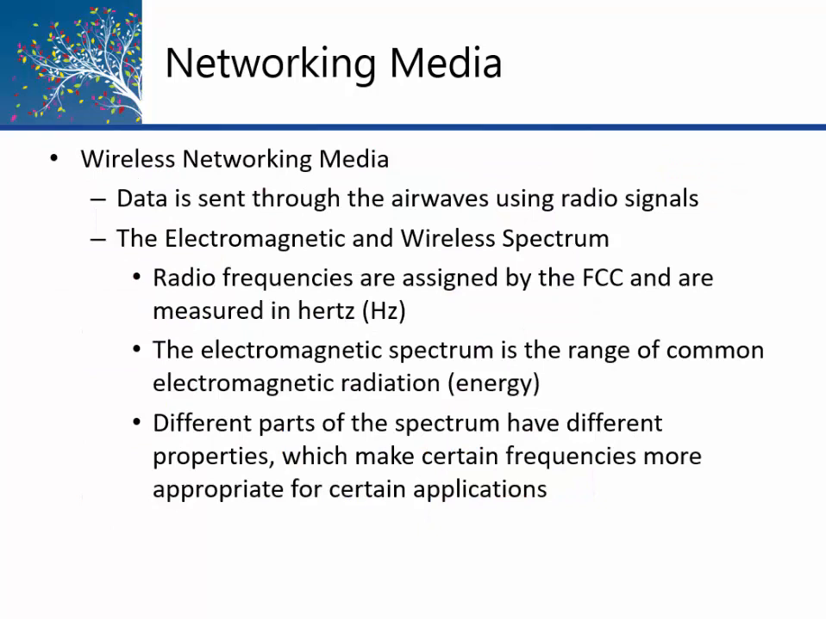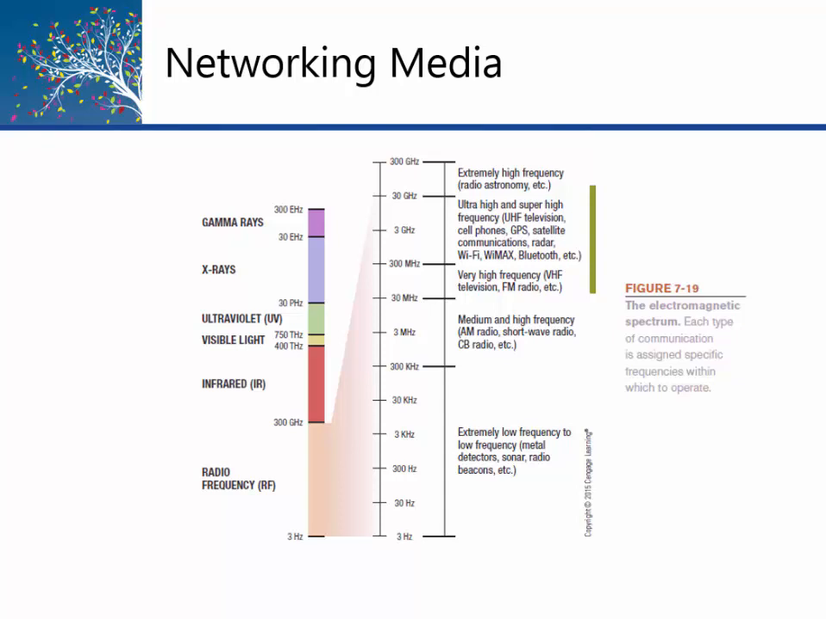Wireless media. So if we're not doing one of the three wired connections, we have options for wireless. All the wireless connections are part of the electromagnetic spectrum. Here's a figure that shows the electromagnetic spectrum for us. We can see the visible light's a little tiny range within that much larger area.